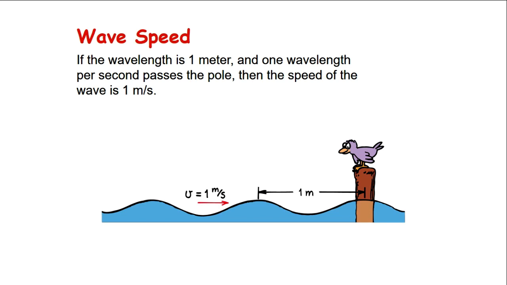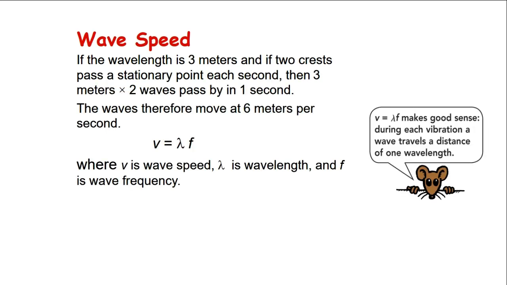So what's the speed of this wave? Well, because 1 full wavelength is moving in 1 second, the distance is 1 meter and the time is 1 second. So this gives you that the speed of the wave is 1 meter per second. Now we can think about it and try to find a formula to calculate the wave speed.